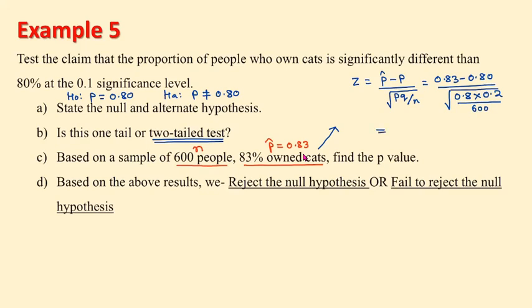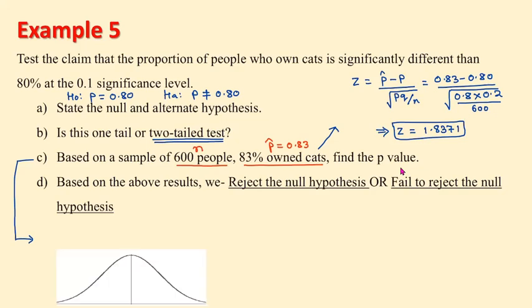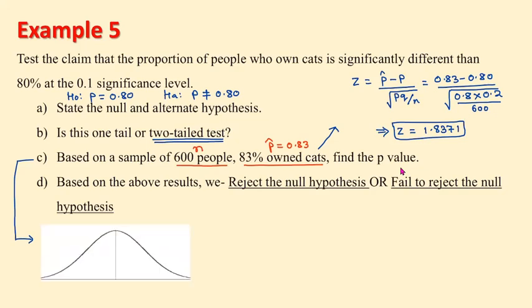So now if we simplify this, we get the test value, which will be 1.8371. That will be the test value. But we're looking for the p-value. Now, in order to find the p-value, we need the distribution here. We need the normal distribution. We are going to draw the normal distribution and then find that p-value.